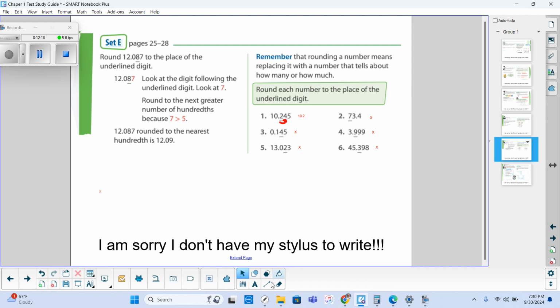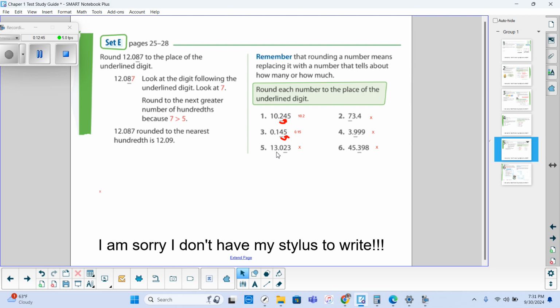The next one, the rule is, well, we're rounding to the tenths place, 0.145. Well, after the 4 is a 5, so do we keep it a 4? Do we raise it up to a 5? We would raise this up to a 5, so the answer would be 0.15, or 15 hundredths.